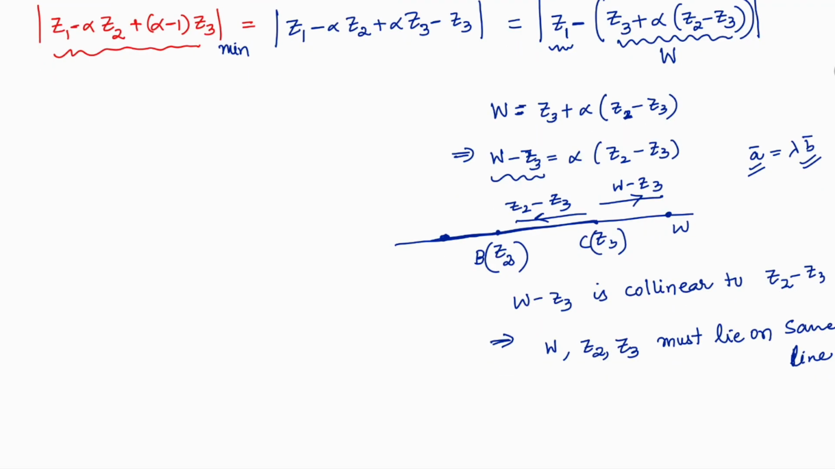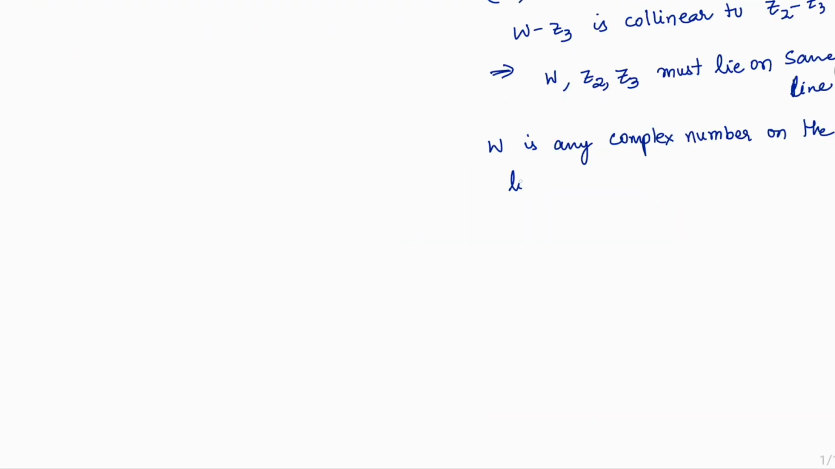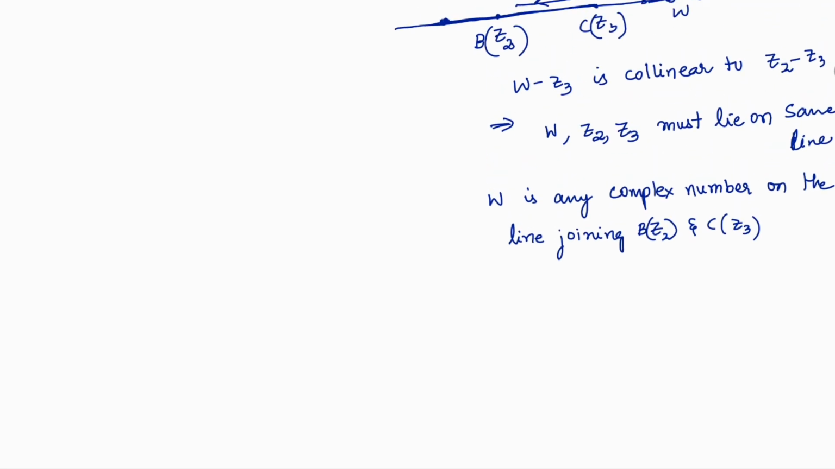But w is not a fixed complex number, no? So if I keep changing alpha value, that means I'll be changing the position of w on the same line. Okay, so basically w is what? w is any complex number on the line joining z2 and z3. So now let's understand the question.